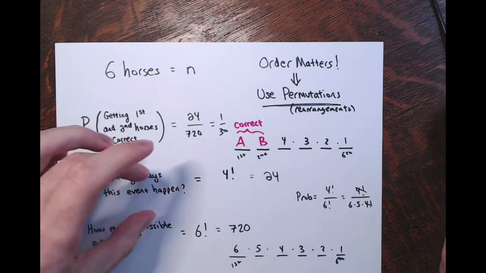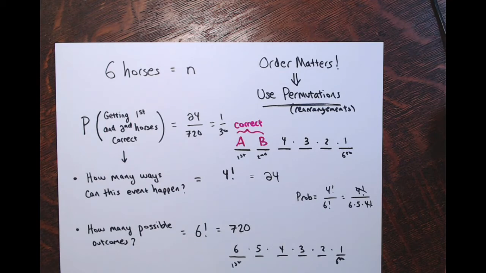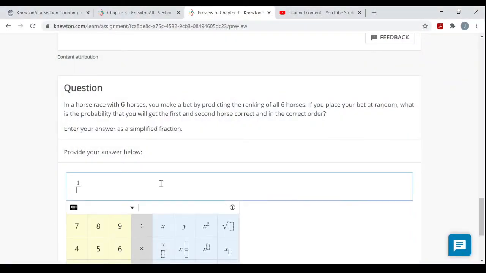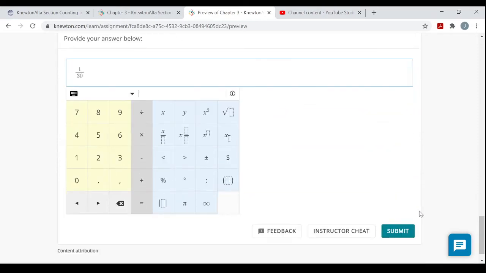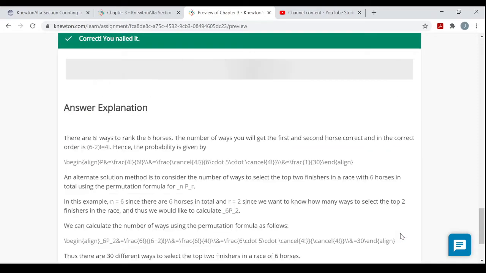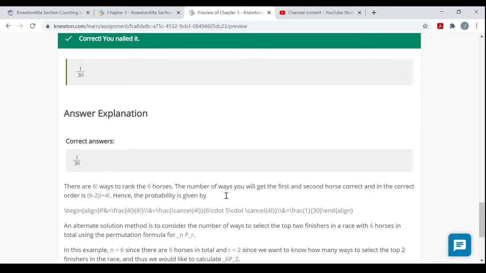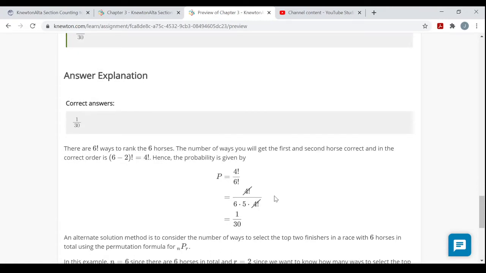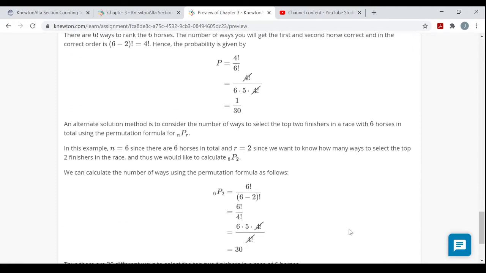But you see, again, I'm counting the number of ways the event in question could happen: I get the first 2 horses right and rearrange the other 4, divided by the total number of possible outcomes for this horse race. So back here I'm entering, again, the answer as a simplified fraction. Pay attention to how they want you to enter answers. So 1/30th. And again, they go through the explanation saying you're doing rearrangements, permutations, order matters, counting the number of ways the event can happen divided by the total number of possible outcomes and simplifying.